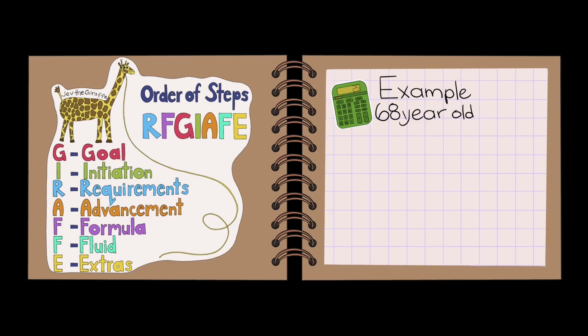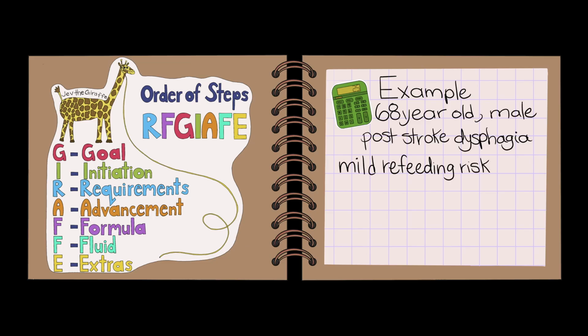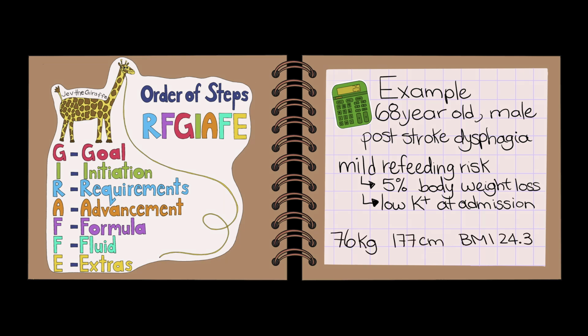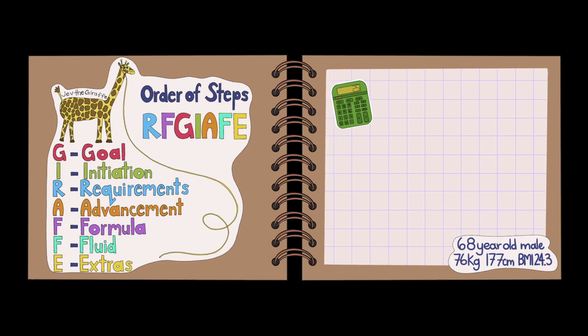Let's say we have a 68-year-old male who requires tube feeds because he has significant dysphagia after a recent stroke. He is at a mild risk of refeeding syndrome as he has recently lost 5% of his body weight, and when he was admitted his potassium was low but has since been repleted. He is 76 kilos and 177 centimeters tall, which gives him a BMI of 24.3. Let's remember giraffe with the RF pulled to the front.